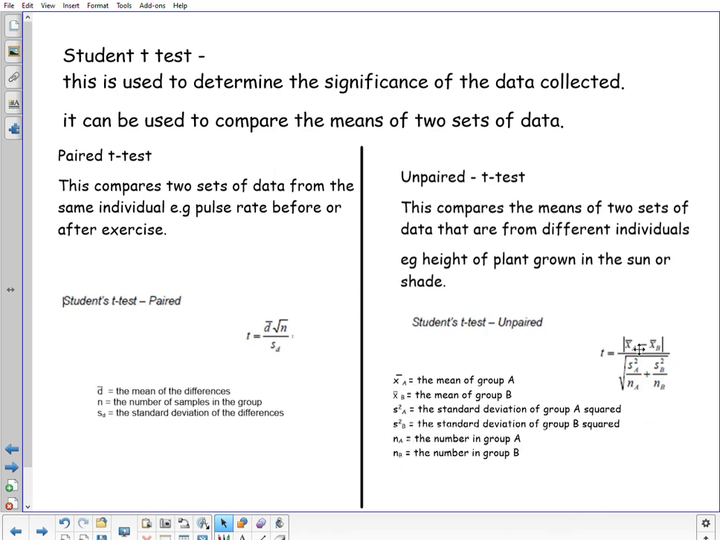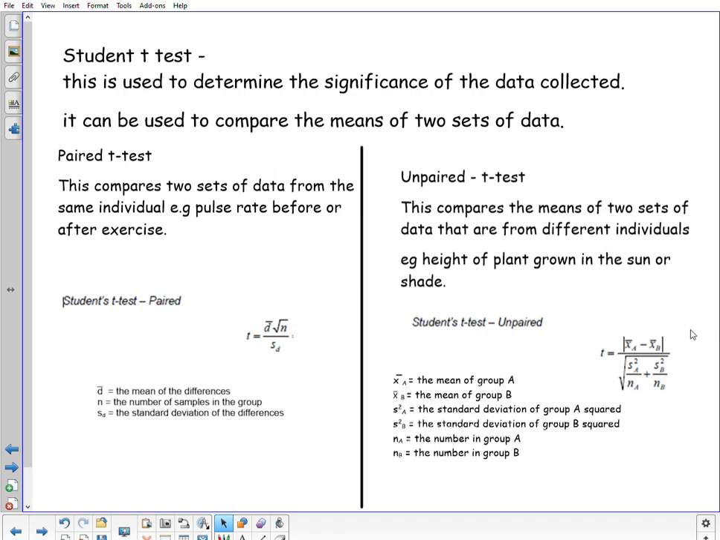We've got the mean of data values in group A minus the mean of data values in group B, and we divide that by the standard deviation of group A squared, divided by the number of individuals in group A. We add that to the standard deviation squared of group B, divided by the number in group B. We square root it, and then we divide that into our x bar A minus x bar B.